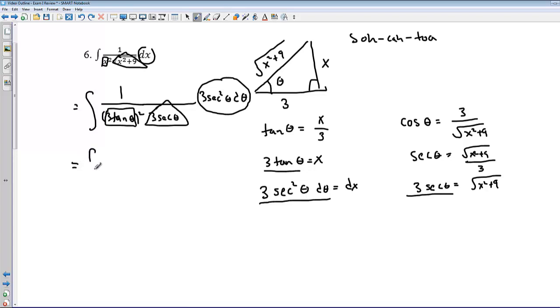So let's clean this up then. So this is going to be a 1 divided by, and then you have 9 tan squared theta, because you're squaring out the 3 tan theta.